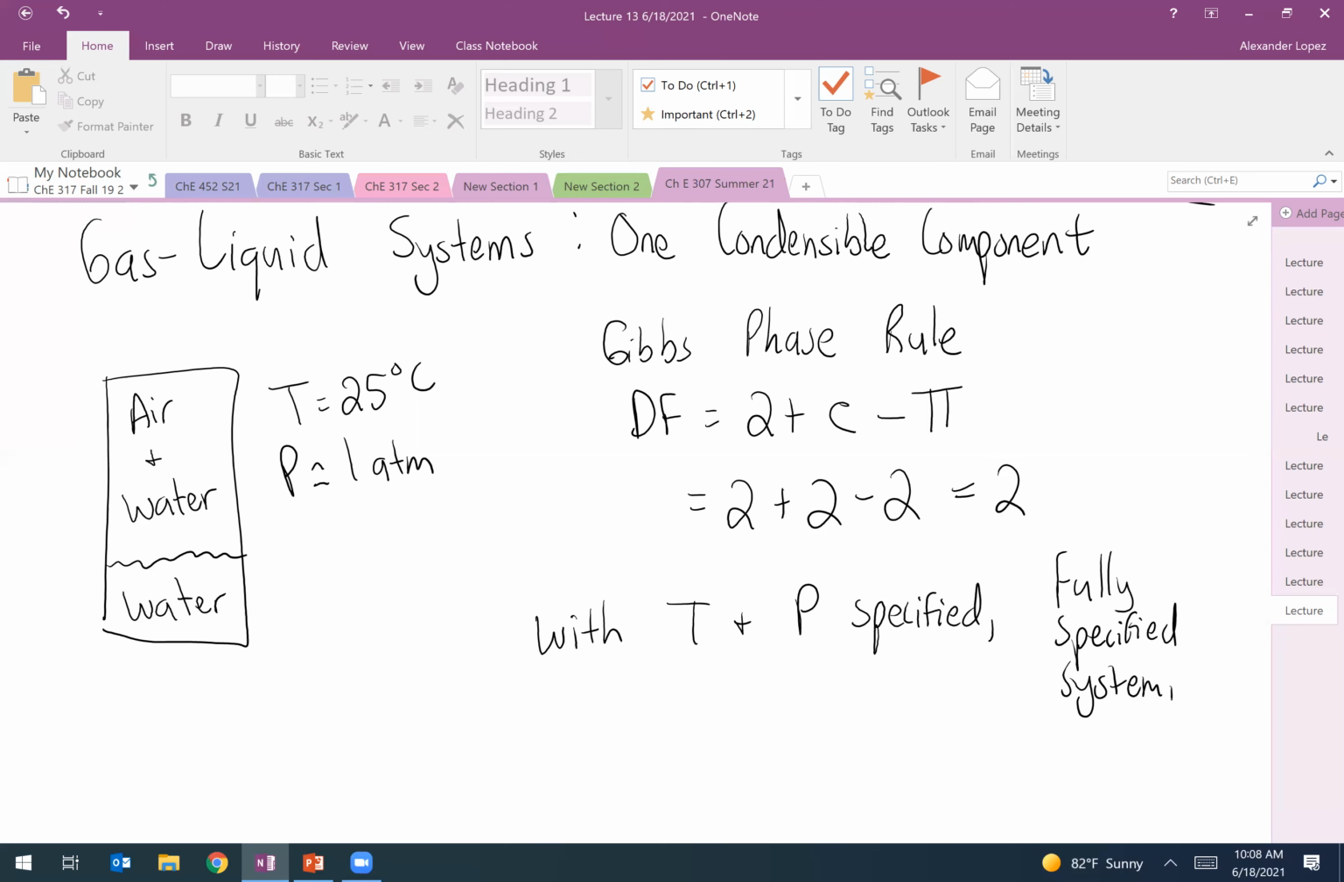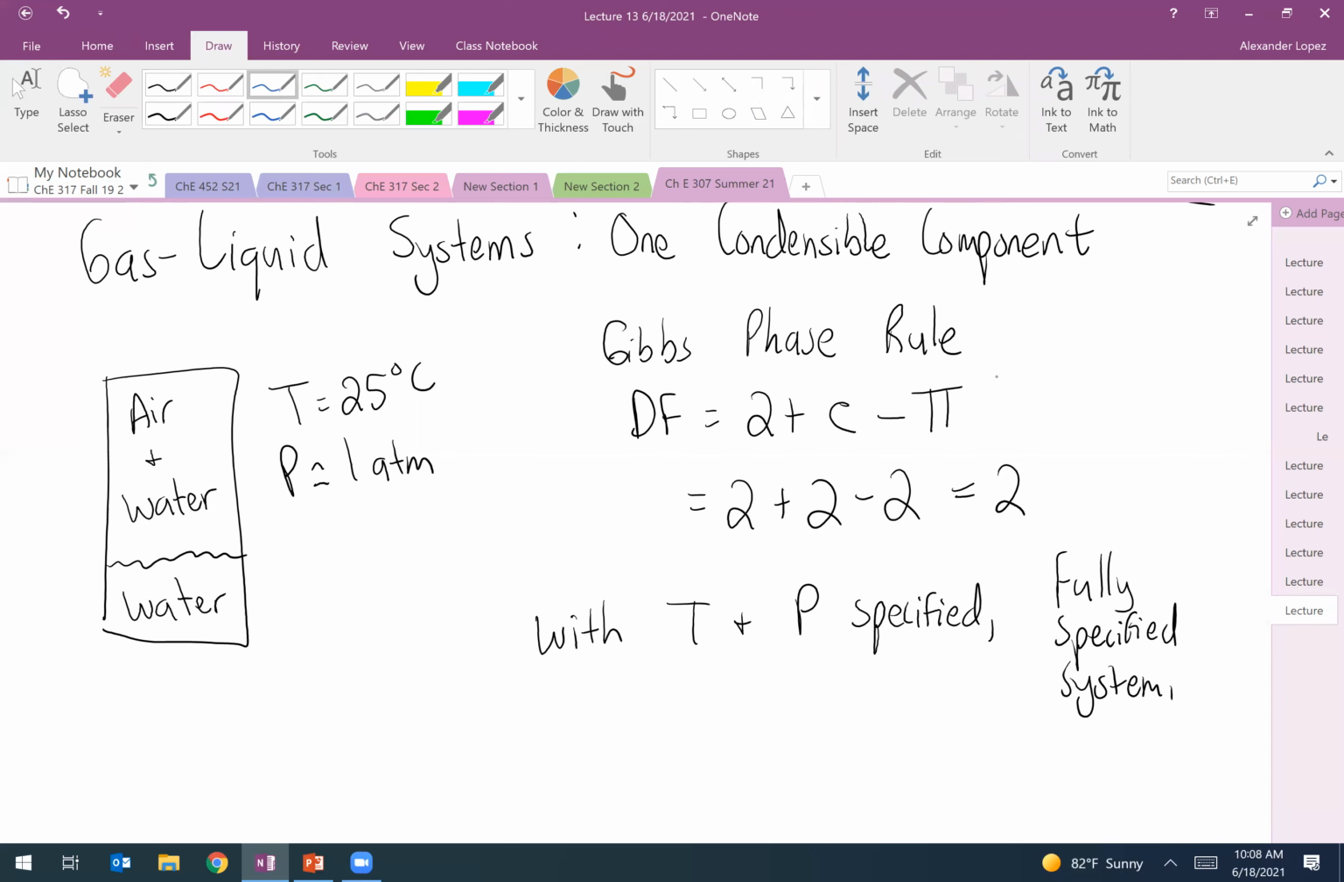So this is the number of phases, and this is the number of components. So 2 things I need to specify: I specify temperature and pressure. So my system at this point is specified.